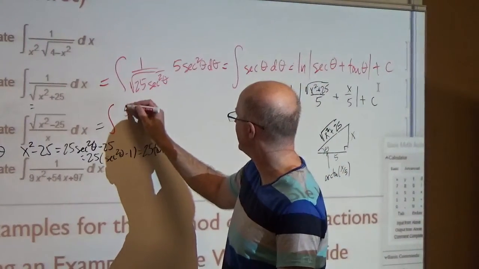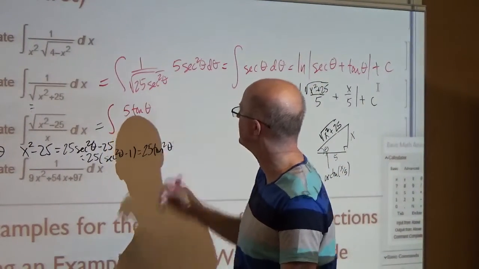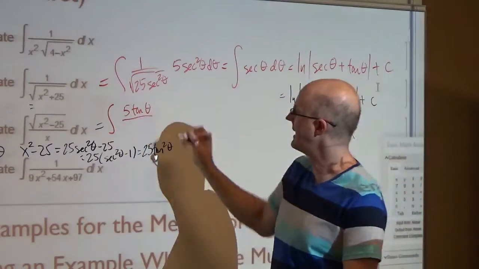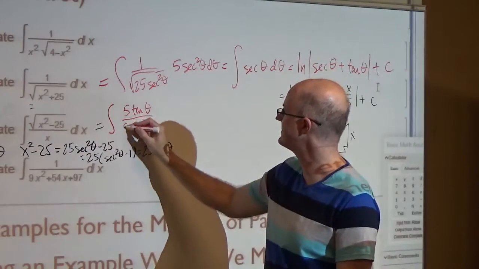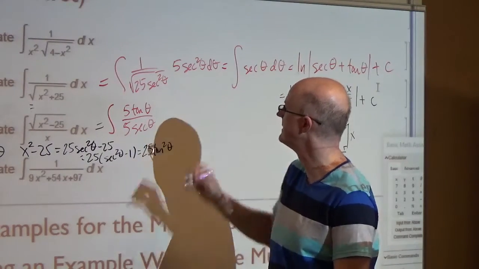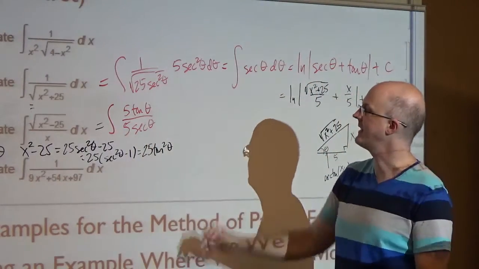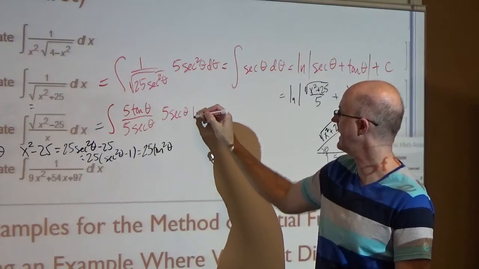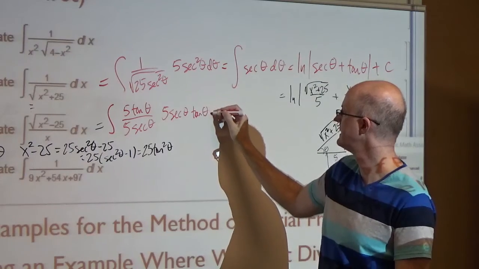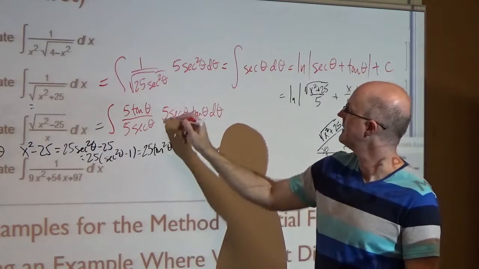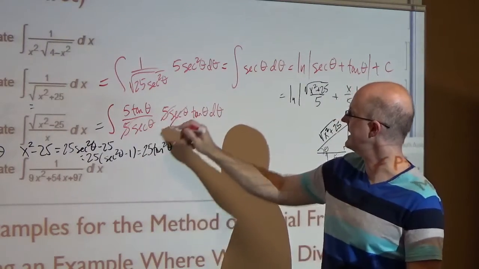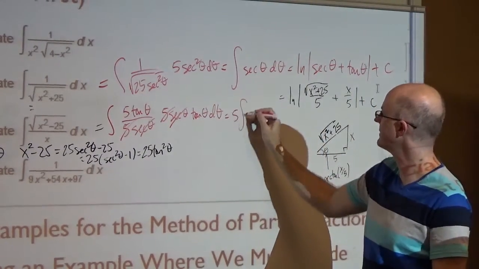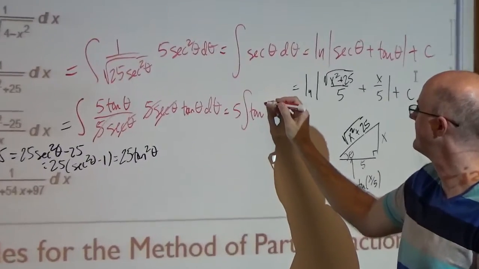So we end up with 5 times tangent theta on top because the square root gets rid of that square. On the bottom we have an x, which is the same as 5 secant theta. And then the dx gets replaced with 5 secant theta tangent theta. This 5 cancels with that 5. This secant cancels with this secant. It looks like we're left with 5 times the integral of tangent squared theta.